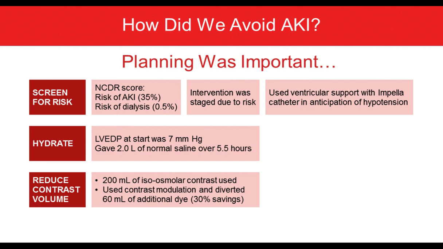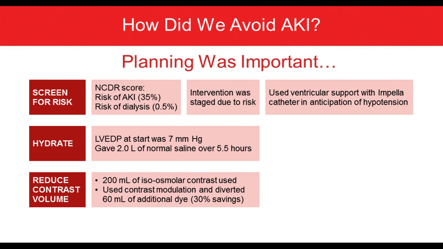Well, I think we screened for risk. We identified this patient as high risk for acute kidney injury. We staged the intervention apart from the initial diagnostic images. We used ventricular support in anticipation of hypotension. We actually found that the patient was volume depleted on initial hemodynamic measurements, so we hydrated the patient. We reduced contrast volume. We used contrast modulation, and were able to save additional contrast dye, despite using the 8 French sheath in this case, which obviously results in more contrast delivery.